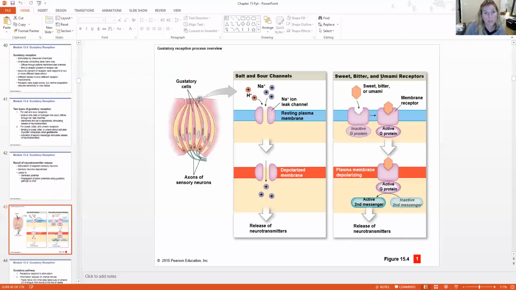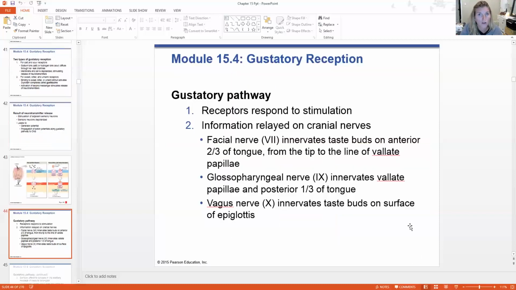So here you see what we mean: some type of taste sensation coming in, a salty or sour, or a bitter or sweet, going into that resting membrane. That's ultimately going to cause a depolarized membrane because of that influx of sodium ions or hydrogen ions. Or it could cause the activation of a G protein, which is going to activate a second messenger to cause the release of neurotransmitters. Either way, that plasma membrane is going to be depolarized, and an action potential will occur as long as the stimulus is strong enough.